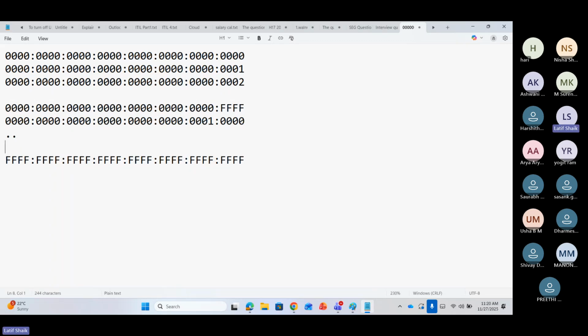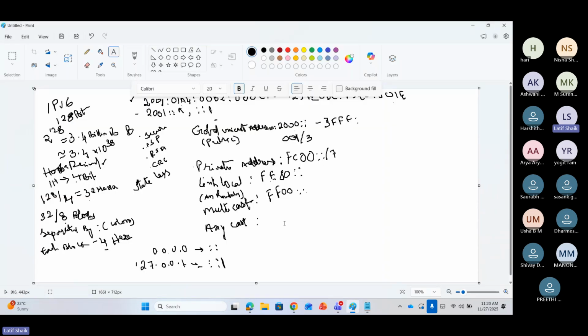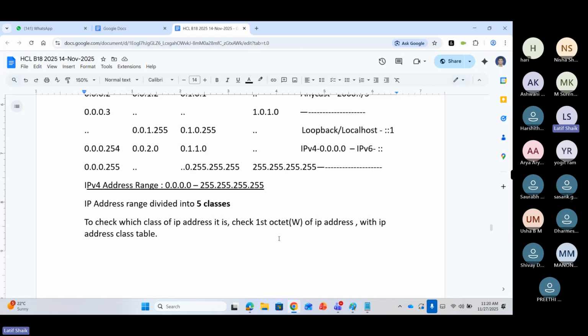But we are not dividing this entire range. In IPv4, we divide the entire range. In IPv6, we don't divide the entire range. We specify certain ranges for specific types of communication purposes.